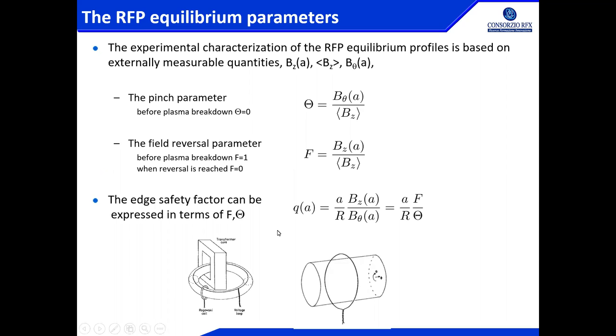Another important parameter is the safety factor, Q, which is the ratio of BZ to BT. Clearly in Q, you lose the information about the flux which is being produced by the plasma.